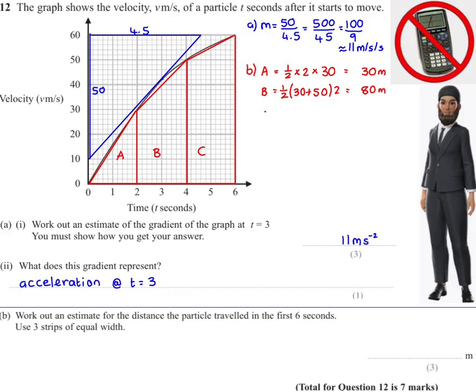Let's see what happens at C. Same procedure for the trapezium. It's a half, so it's going to be 50 plus 60, and the perpendicular height once again is 2. So 2 times a half is 1. 1 multiplied by the sum of 50 plus 60, which is 110. And then let's place that over here, and then let's add that up and work out an estimate for the total distance.